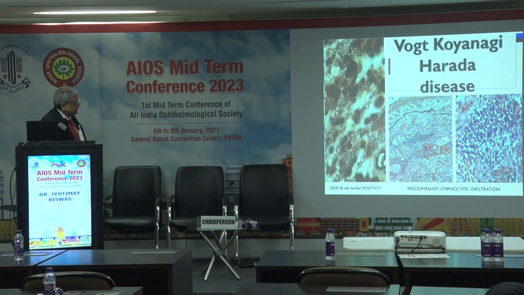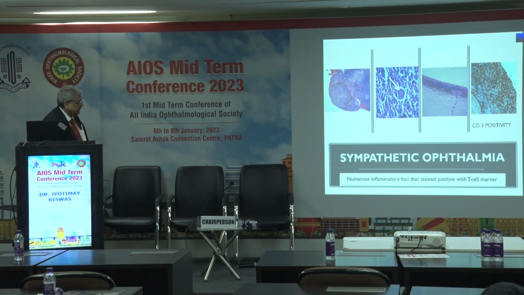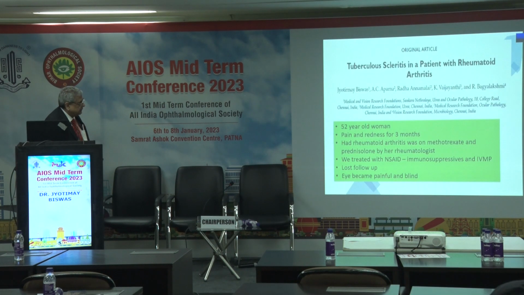This is a case of VKH, where usually we see the T cells, but we should see the B cell marker positivity in this case. Sympathetic ophthalmia, we can see the granulomatous inflammation and the typical diffuse inflammation of the choroid, and you can find, as usually reported, CD3 positive with T helper cell positivity.